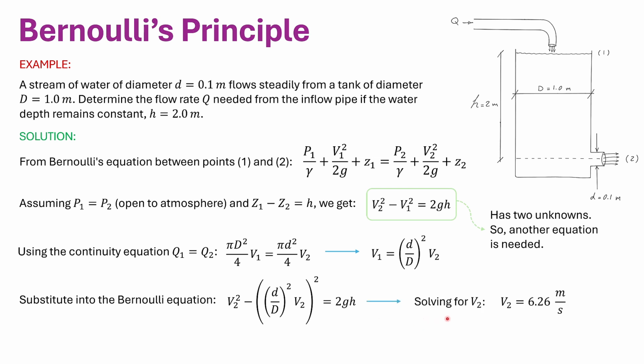So solving for V2, we get V2 equals 6.26 meters per second. Since we found V2, which is the exit velocity of the flow from here, Q equals A2V2, which is pi times 0.1 meters squared over 4 times 6.26 meters per second. So the flow rate will be 0.049 meter cubed per second.